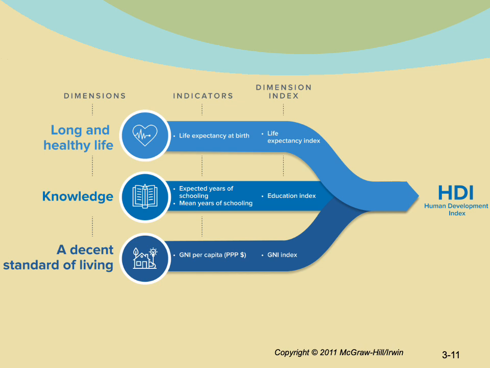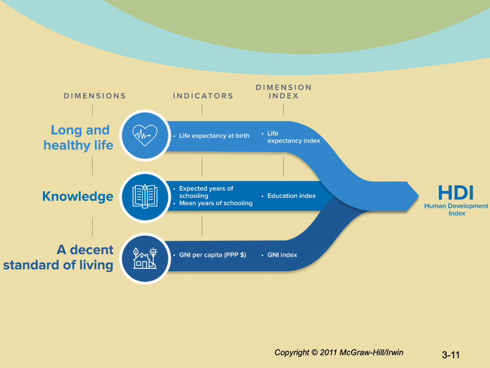The second dimension is knowledge. The indicator for knowledge comes from expected years of schooling and mean years of schooling. The dimension index is from the education index, which shows the mean years of schooling of people in that country, showing that people have knowledge and are able to develop themselves better.